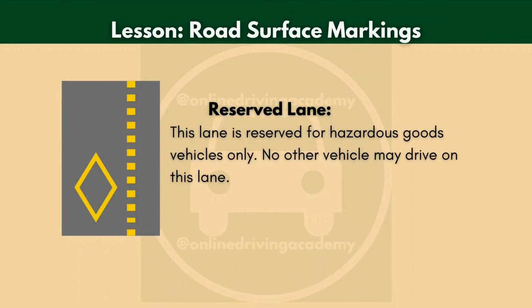Now this is a little confusing as a lot of people may not understand what this sign means. Now we can see a sort of diamond shape there, and that basically refers to hazardous goods vehicles, right? Let me read the information and then I will tell you what that is. So this lane is reserved for hazardous goods vehicles only. No other vehicle may drive on this lane. Now what is a hazardous goods vehicle? Think of a truck carrying fuel or a different type of gas. That is a hazardous goods vehicle, right? So they have a special lane to travel on.